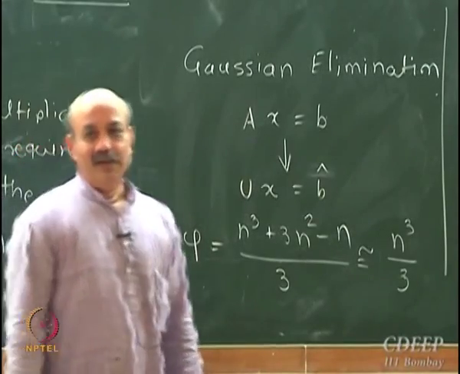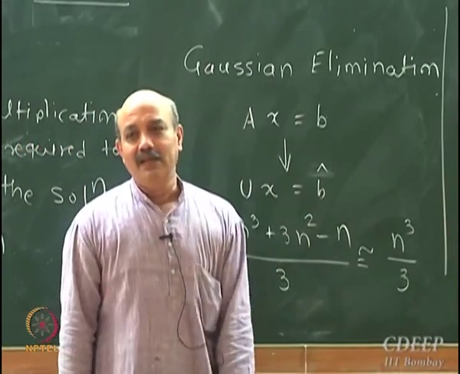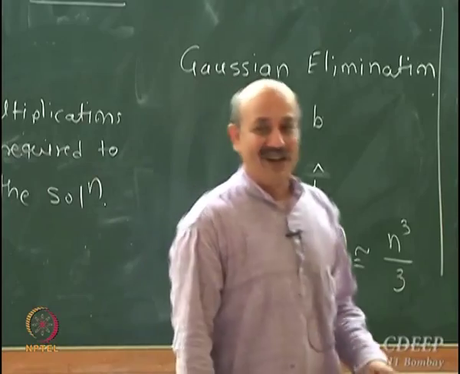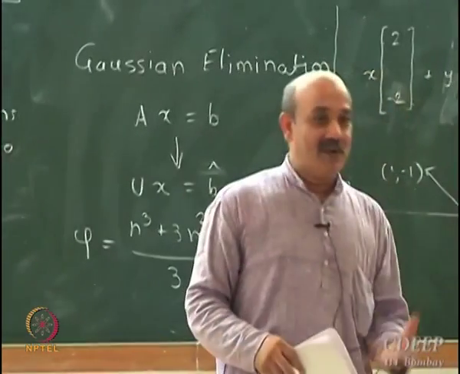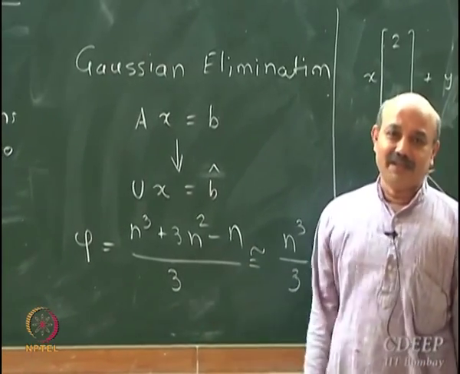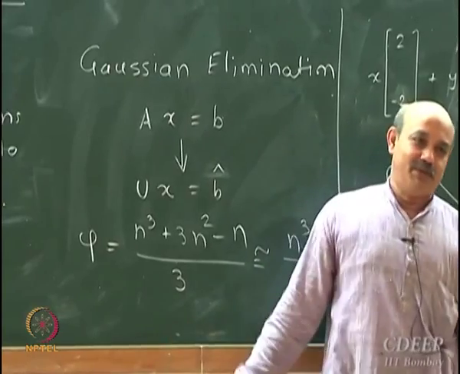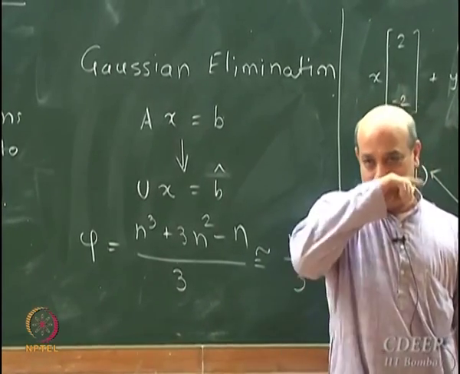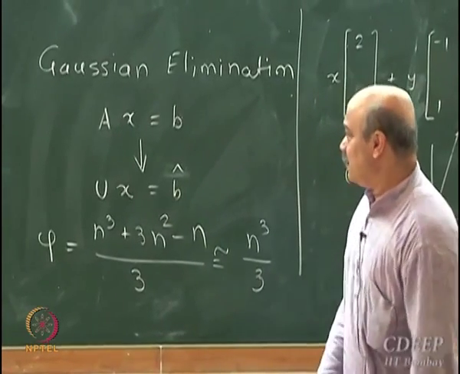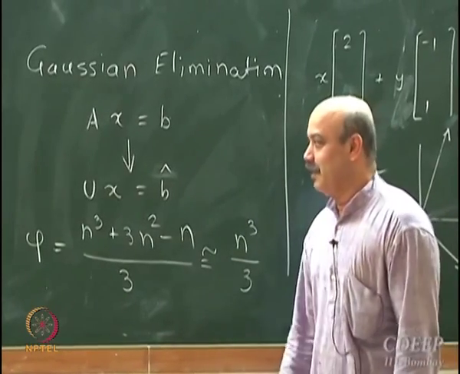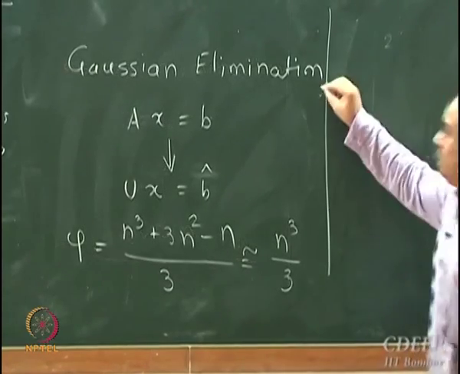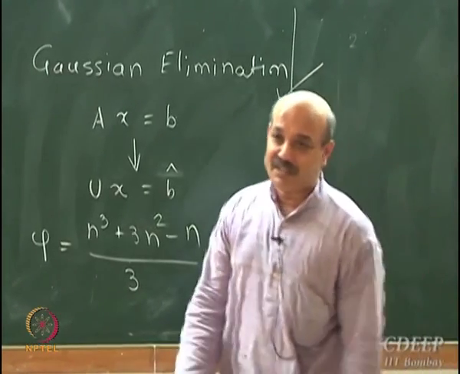So n cube by 3 is far, far, far less than n factorial. The reason why Gaussian elimination is so popular and is a computer savvy method is because this is one of the most efficient ways by which you can solve Ax equal to b. Okay, so that's why it is introduced right at 10 standard or 12 standard, and then you start building on it as you go into your higher grades. So obviously we want to work with Gaussian elimination.